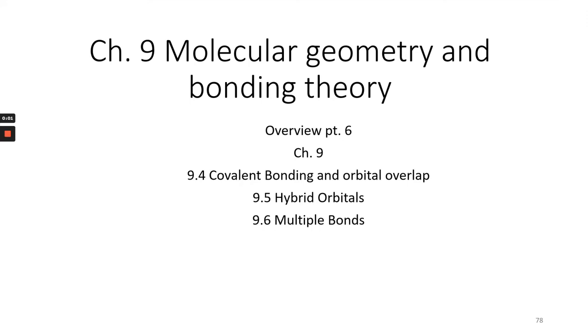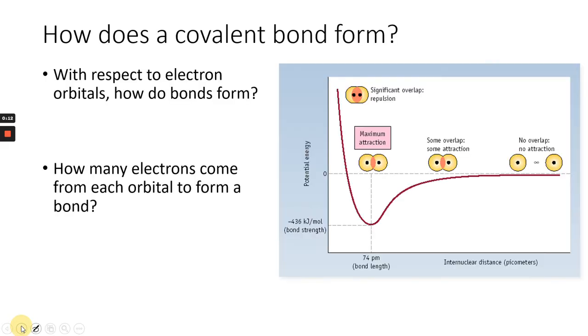Hi, welcome to Chapter 9, Overview Part 6, where we're going to talk about covalent bonding, hybrid orbitals, and multiple bonds. So the first thing we're going to discuss is a little bit of review. We discussed this a couple videos ago. How does a covalent bond form? With respect to electron orbitals, how do bonds form?